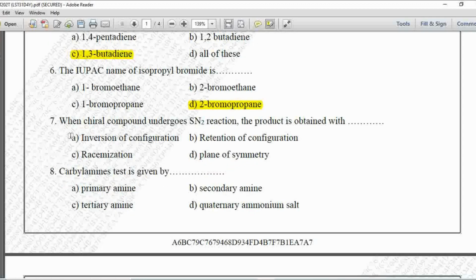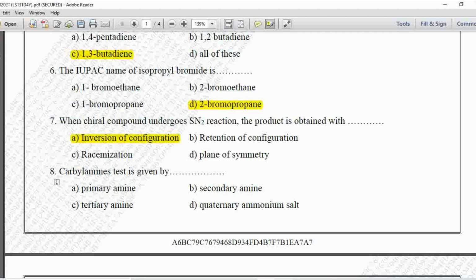Next MCQ 7. The chiral compounds undergo SN2 reaction. The product is obtained with option A is inversion of configuration, B is retention of configuration, C is racemization, and D is plane of symmetry. So here the chiral compounds undergo SN2 reaction. The product is obtained with inversion of configuration. That's why option A is correct.